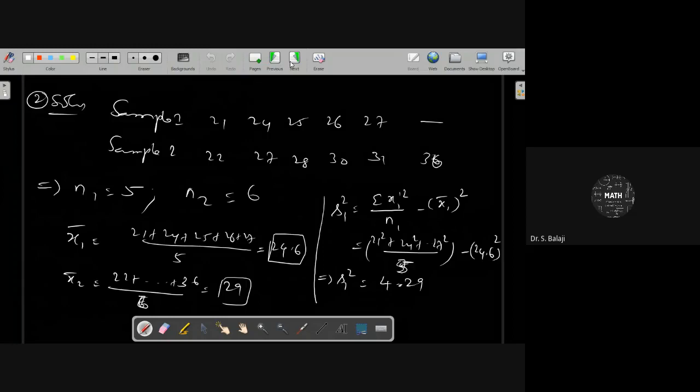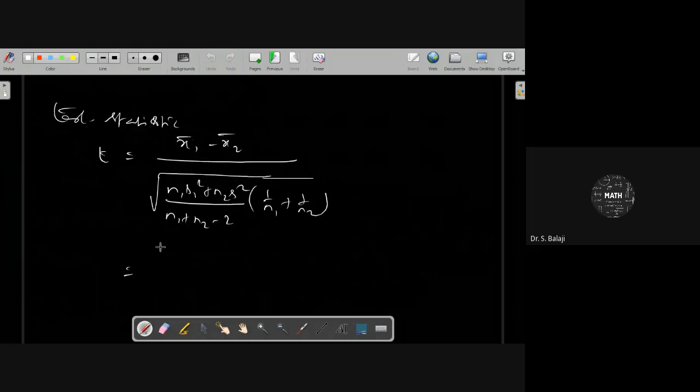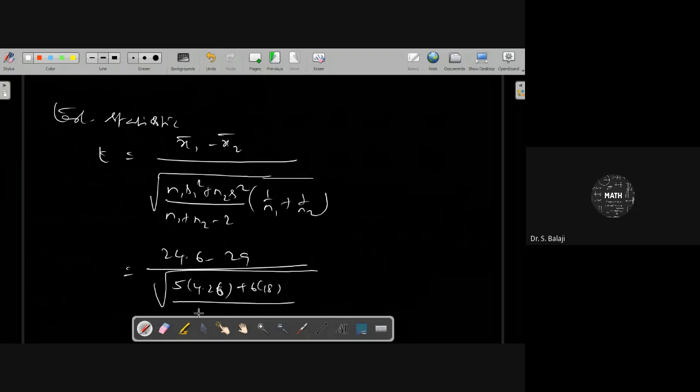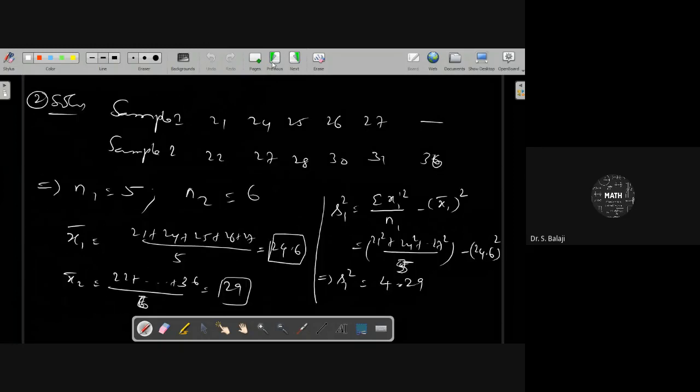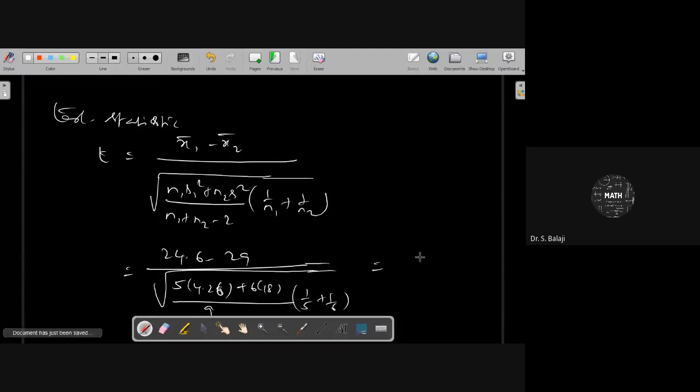24.6, 29, 4.29, 18. This is 5, 4.29, 18, N2 is 6, 18, all divided by N1 plus N2, 5 plus 6, 11 minus 2, 9 degrees of freedom, and 1 by 5, 1 by 6. What will be your t value?